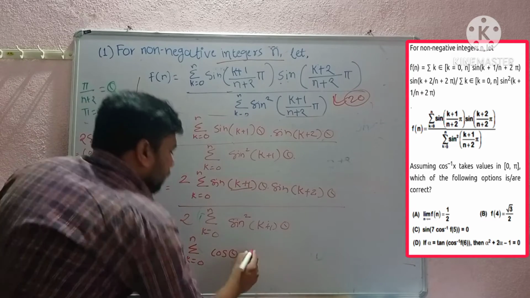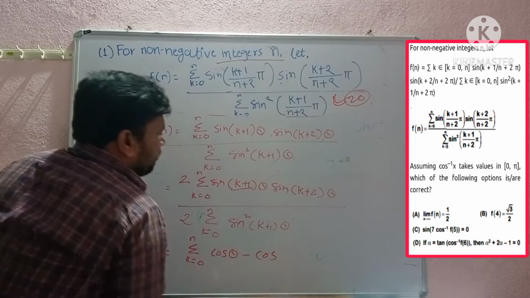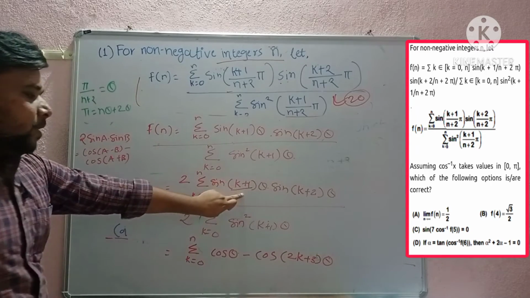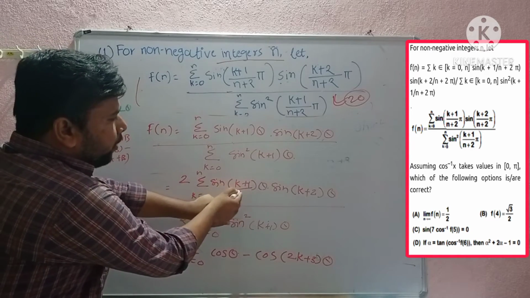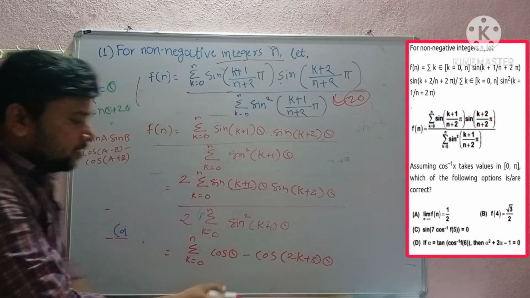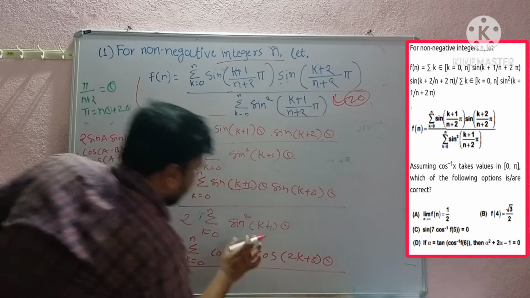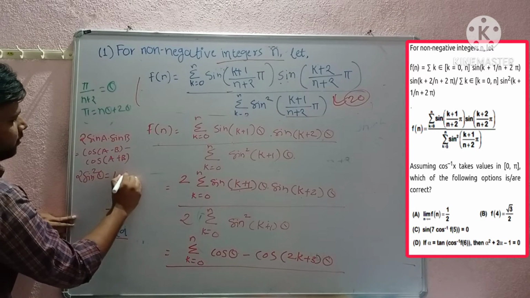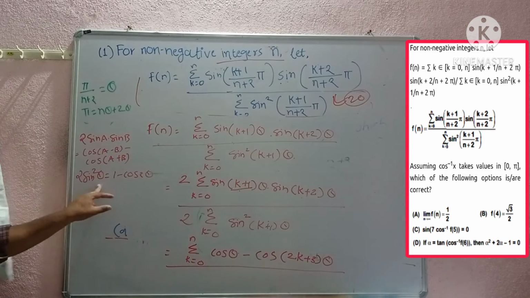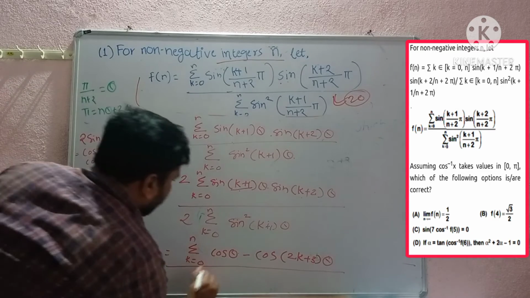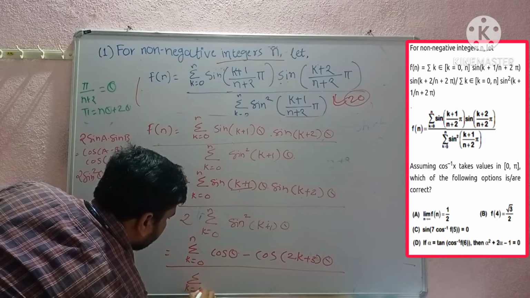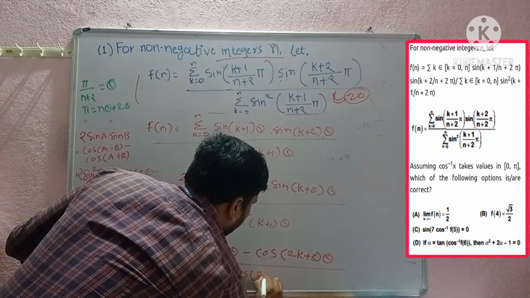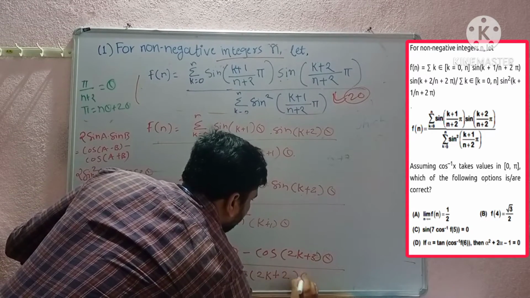Then minus cos (2k plus 3) theta. This becomes cos (A plus B), that means (k plus 1) plus (k plus 2) becomes (2k plus 3) theta. Now again simplify the denominator. It's of the form that 2 sin square theta is equal to 1 minus cos 2 theta. Now use this formula in the denominator also. Here we get summation k is equal to 0 to n of 1 minus cos (2k plus 2) into theta.